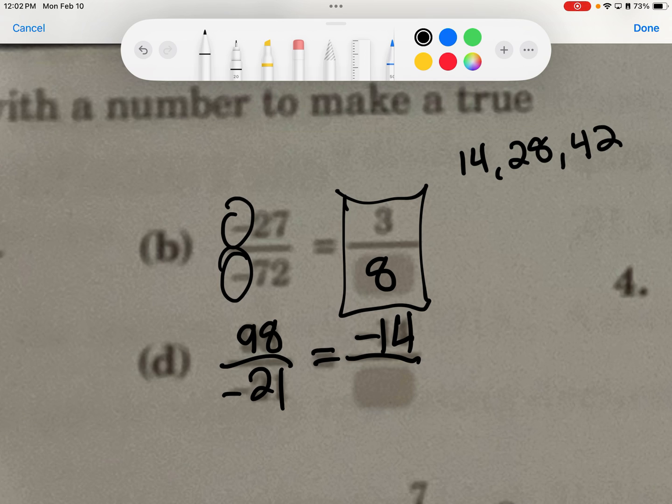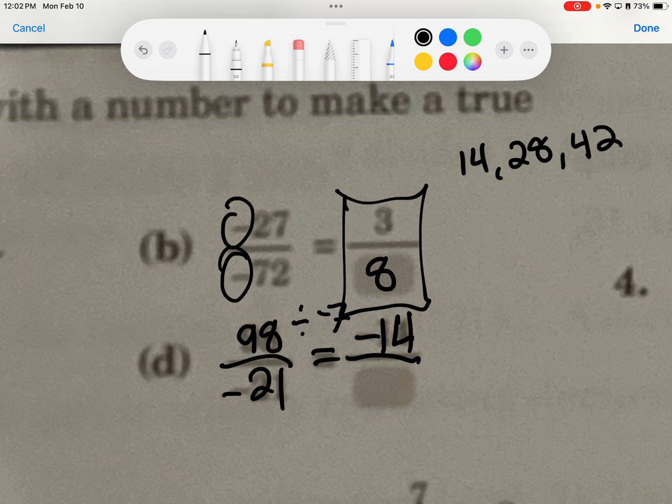So how did you get 98? Do 98 divided by 14. 14 times 7 equals 98. Okay. So what did we do to 98 to get to negative 14? We divided by negative 7.